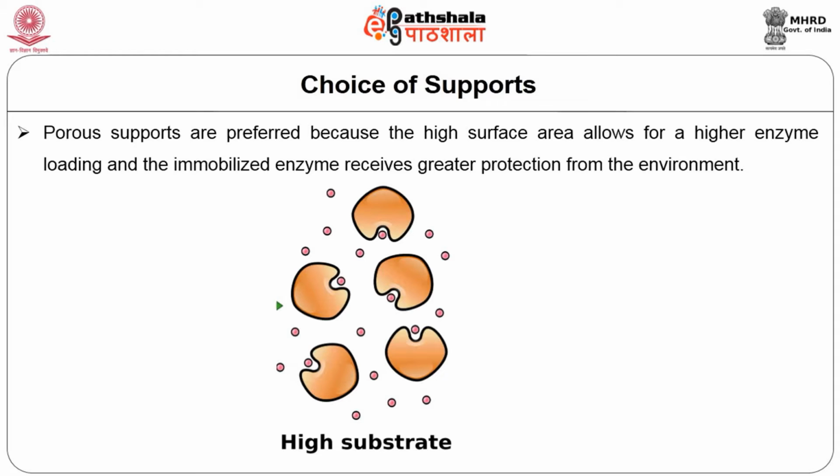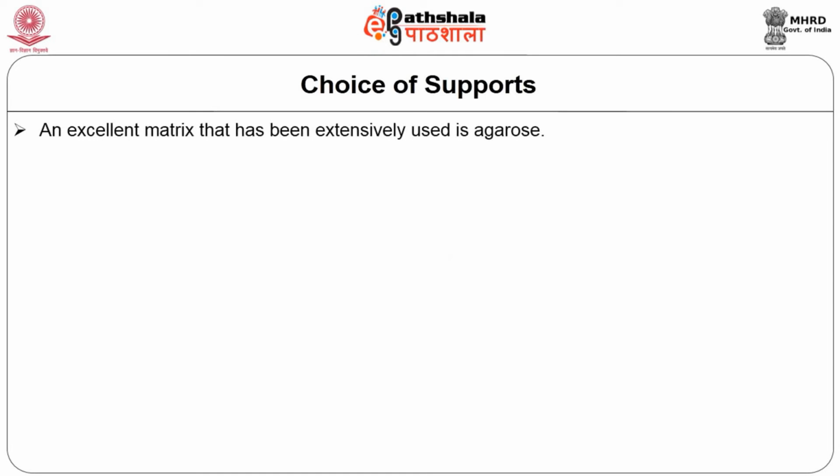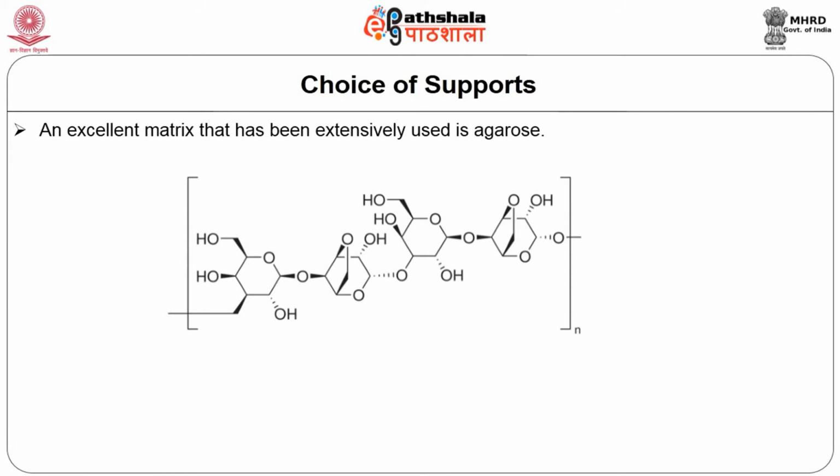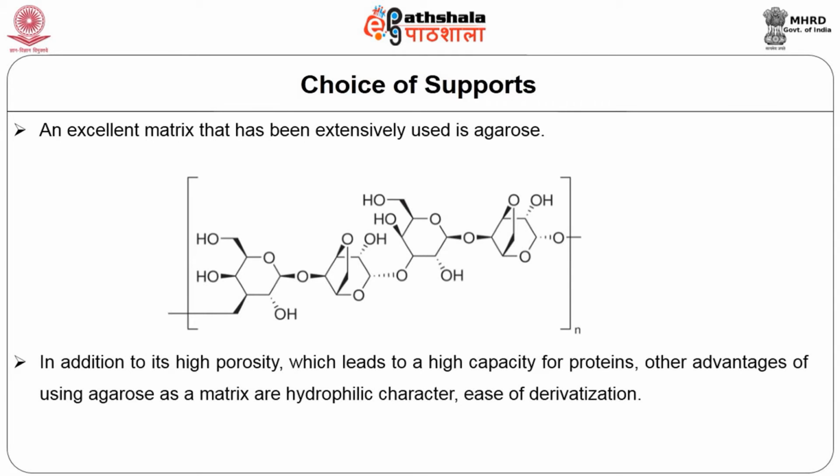Porous supports should have a controlled pore distribution in order to optimize capacity and flow properties. An excellent matrix that has been extensively used is agarose, in addition to its high porosity, which leads to a high capacity for proteins.